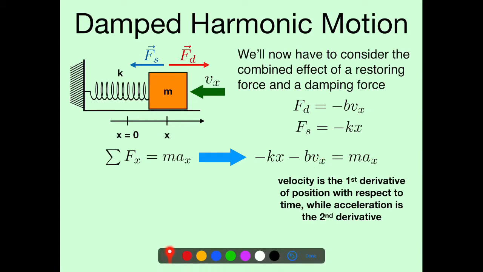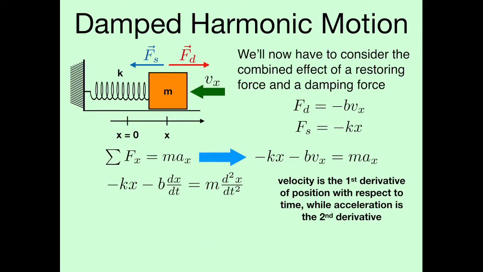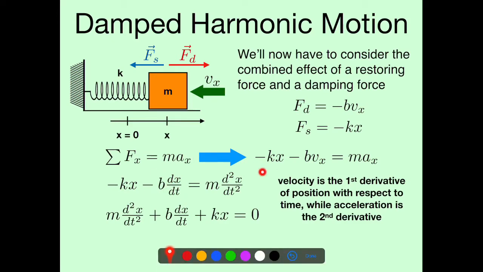So let's make those substitutions here and here for velocity and acceleration. So we have minus kx, then minus b times dx dt, again, that's the first derivative, equals m times the second derivative of x with respect to time. That's what we sub in for acceleration. So to write this in a more standard form, we simply take these two negative terms and move them over to this side by adding them.